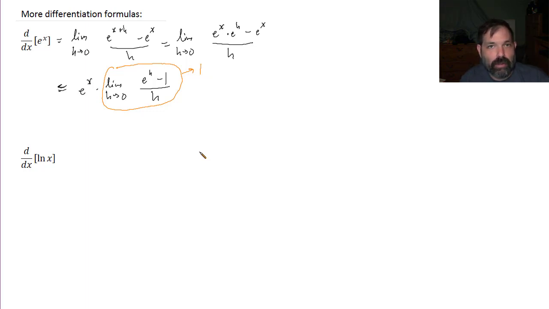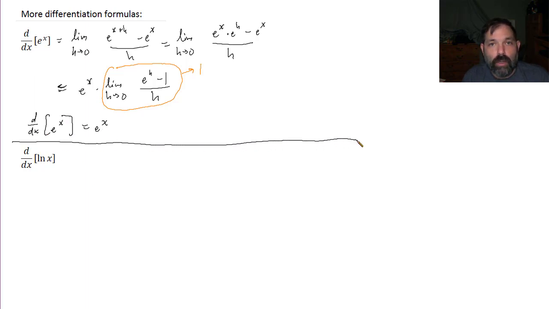I don't have the techniques available. You can verify it numerically. If you try this out on a calculator, the limit as h approaches 0 of e to the h minus 1 over h, and build a table like we did in the limit topics, you will see that this limit is 1. And so it turns out that the derivative with respect to x of e to the x is e to the x. It's a very nice rule. This function is its own derivative. That's pretty neat.